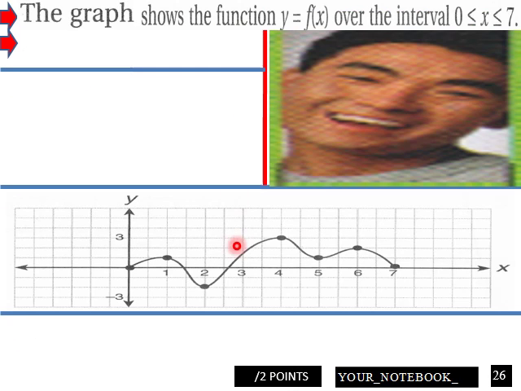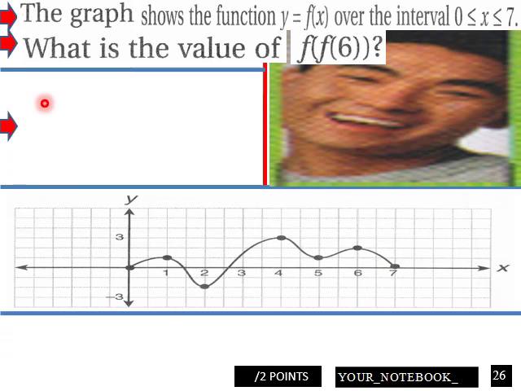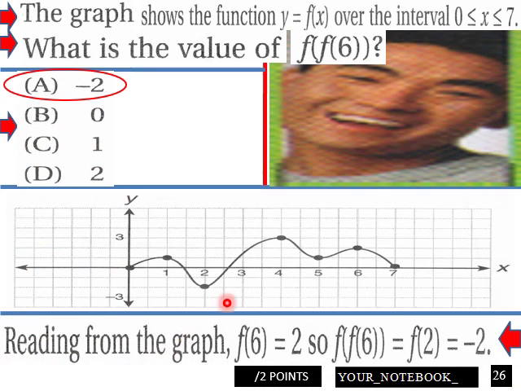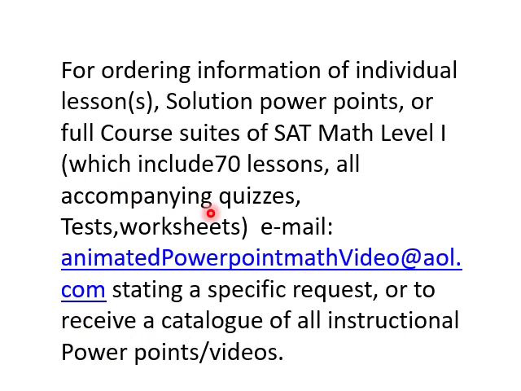The graph shows a function y equals f of x over the interval between 0 and 7. What is the value of f of 6? The choices are negative 2, 0, 1, or 2. Reading from the graph, f of 6 equals f of 2. So when f of 2 equals this value here, we get negative 2 as our solution.